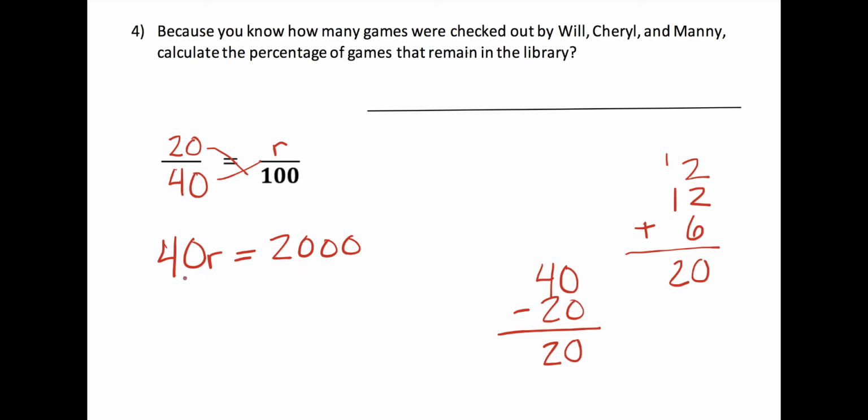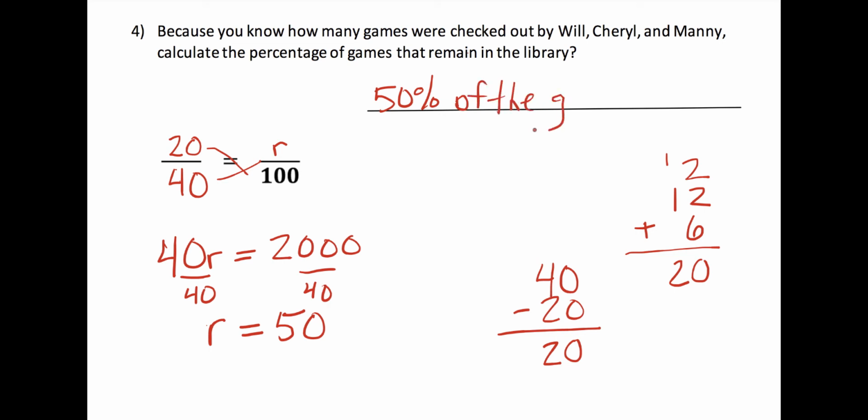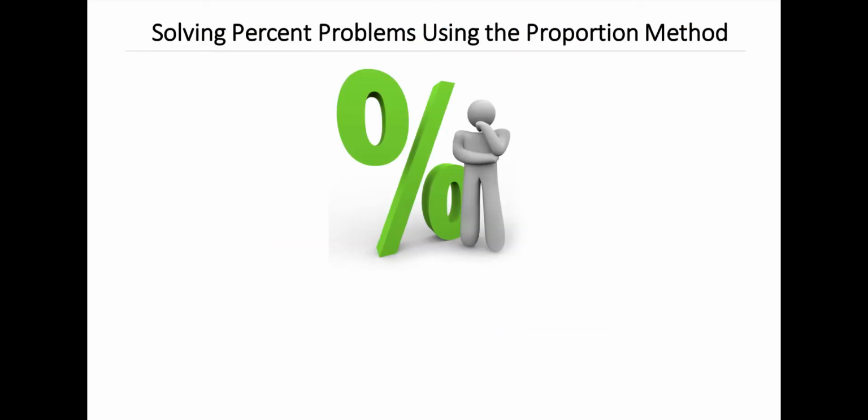So if I divide this by 40 so I can get just R remaining, I have to do the same thing to this side. 2,000 divided by 40 is 50. And you could double check that with long division. So R is equal to 50. That means that 50% of the games remain. Okay, 50% of the games remain.